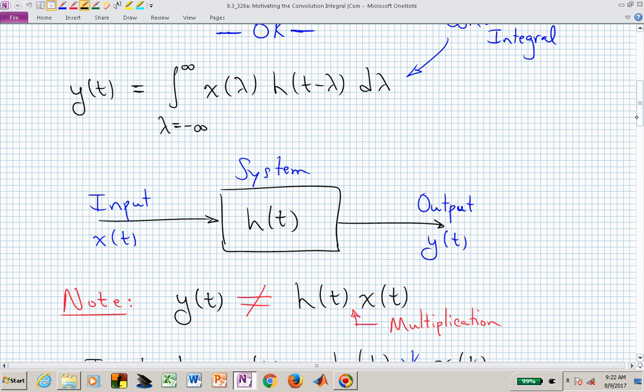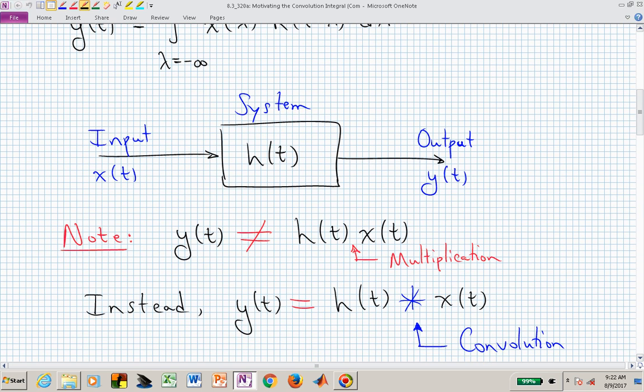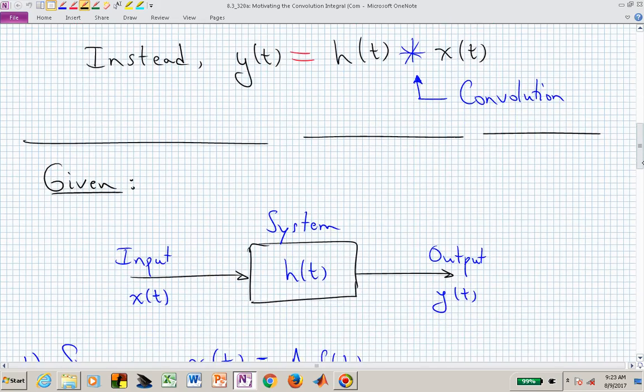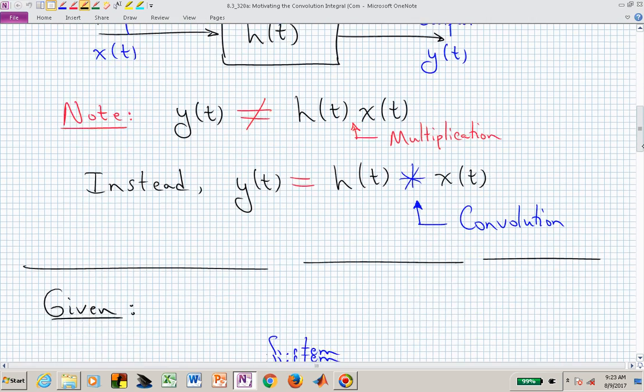If we want to connect the time domain's impulse response with the time domain's input x of t, and combine those to produce the output, we have to do a convolution between the impulse response h of t and the input excitation x of t. So the convolution is between the system's impulse response h of t and the system's input to produce the system's output. And what we want to do now is develop this integral expression in an intuitive way.